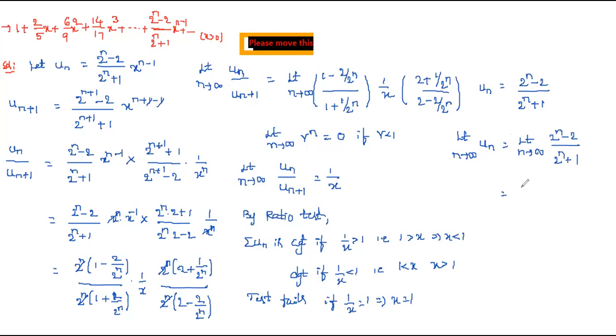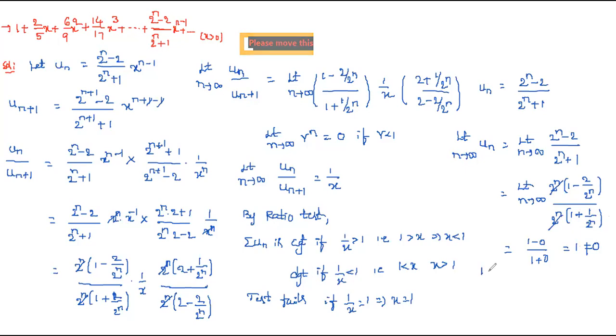So this is equal to the limit as n tends to infinity; take 2 power n as common. If you take 2 power n as common, we get 1 minus 2 by 2 power n, divided by, in the denominator also taking 2 power n common, 1 plus 1 by 2 power n. So the 2 power n cancel and this value becomes 0. Then we get 1 minus 0 by 1 plus 0, so this is equal to 1. So this is not equal to 0.